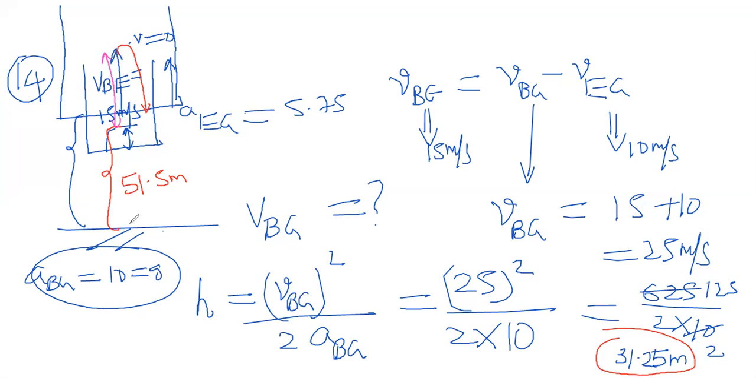What do we want? Totally from the ground. From the ground, how much it will be? This pink plus red. Total H max would be how much? 31.25 plus from the ground how much distance it was at originally? 51.5 meters. So what would that be? Some 82.75. Is it or not? 82.75.